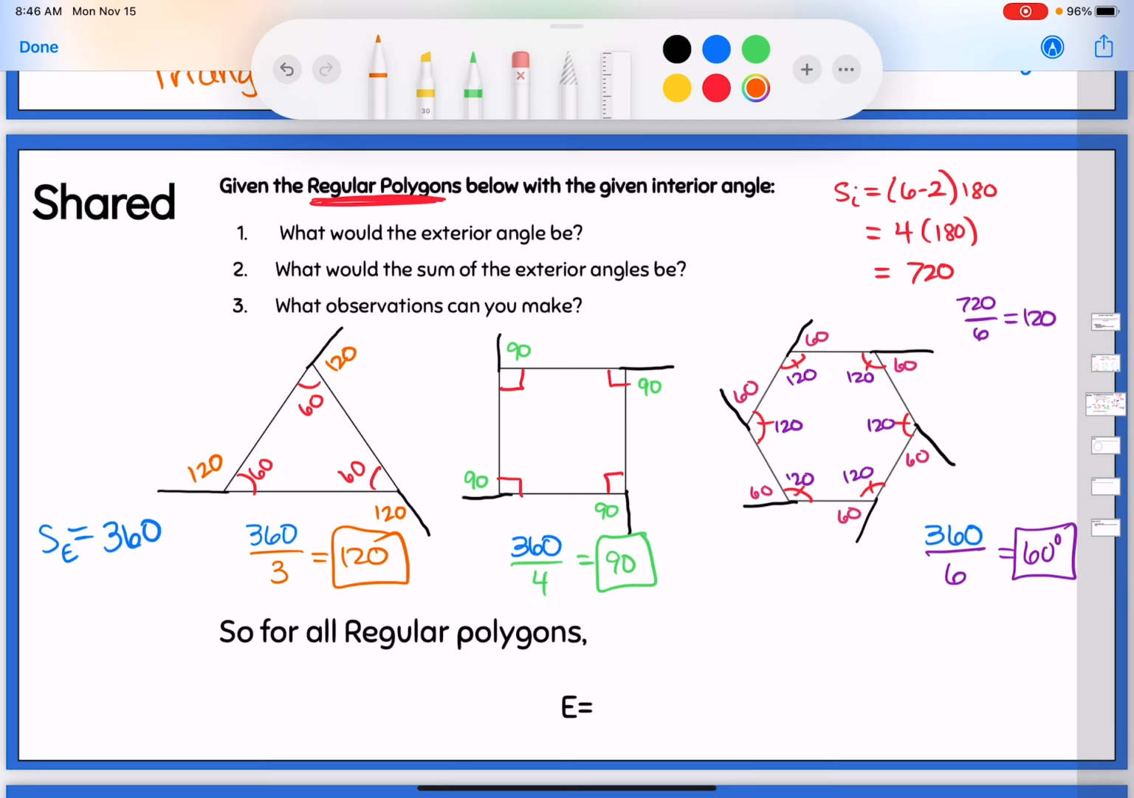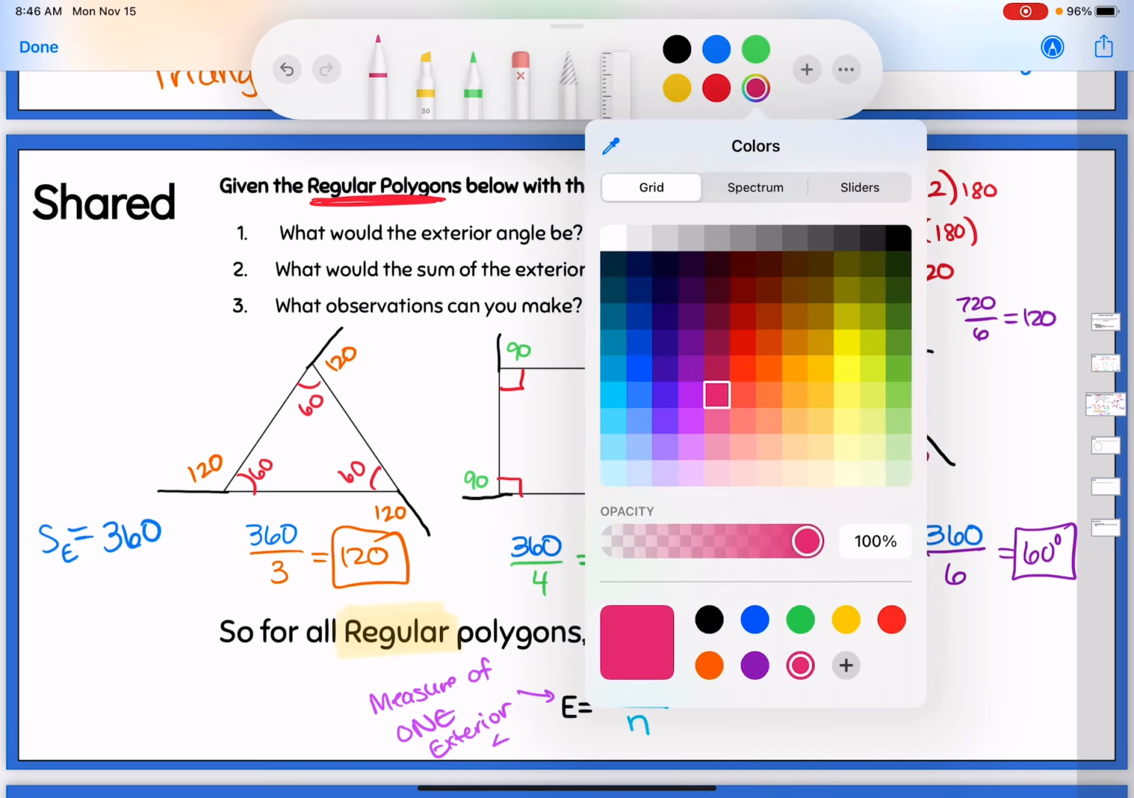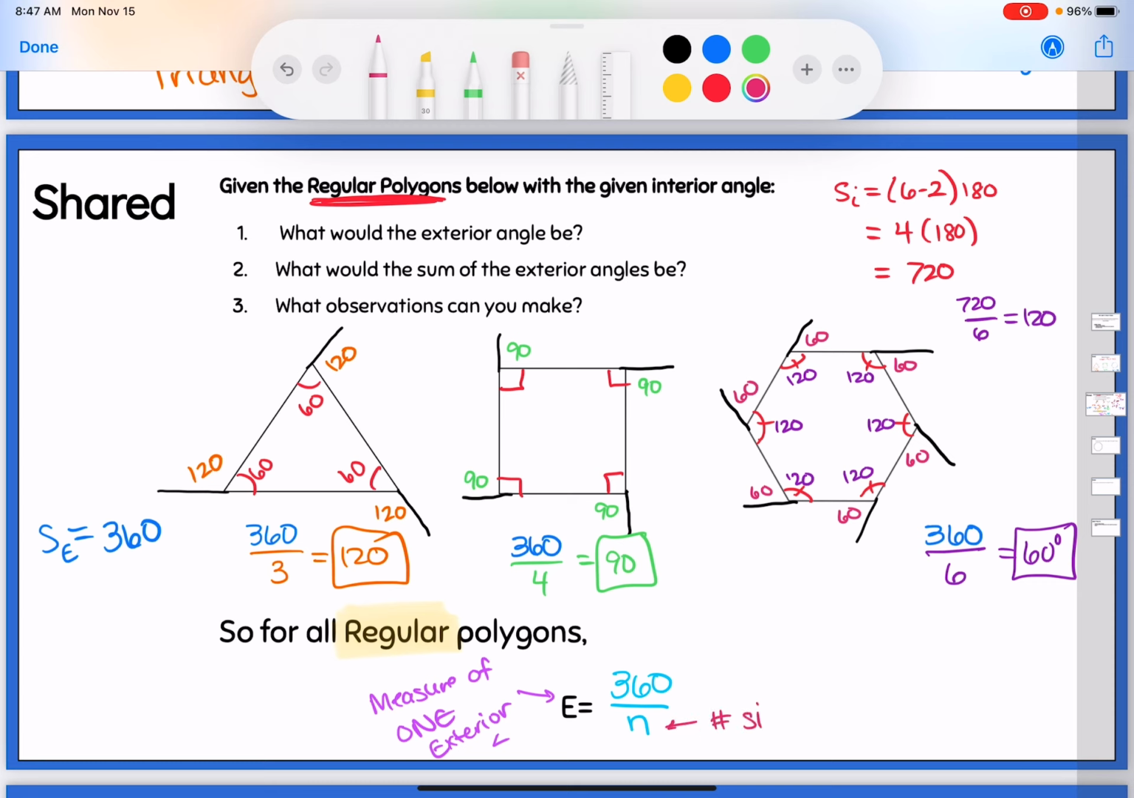So for all regular polygons, now this only works because we know every single angle is exactly the same measure. So for all regular polygons, I have a formula that says E equals 360 divided by N. So E stands for the measure of one exterior angle. That's what the E stands for. So one exterior angle is 360 divided by N, where again, N is the number of sides.